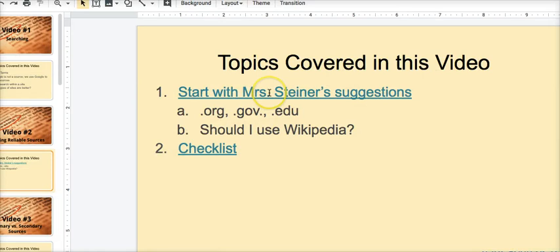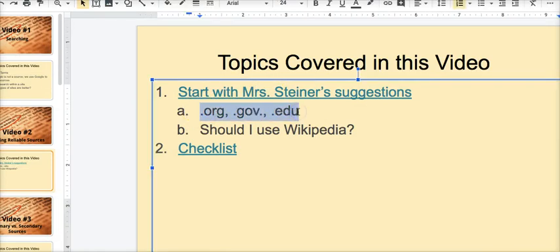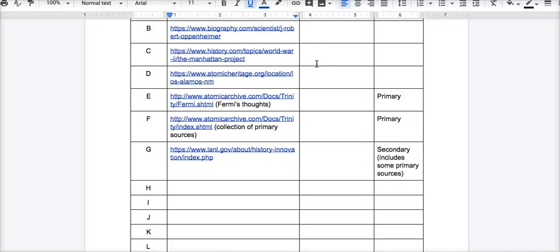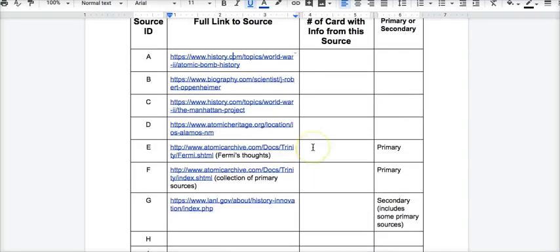So that's starting with Mrs. Steiner's suggestions. The next thing I want to emphasize is the .org, .gov, and .edu. If you can find websites that are ending in .gov or .edu, chances are they're going to be a little bit more credible than others.